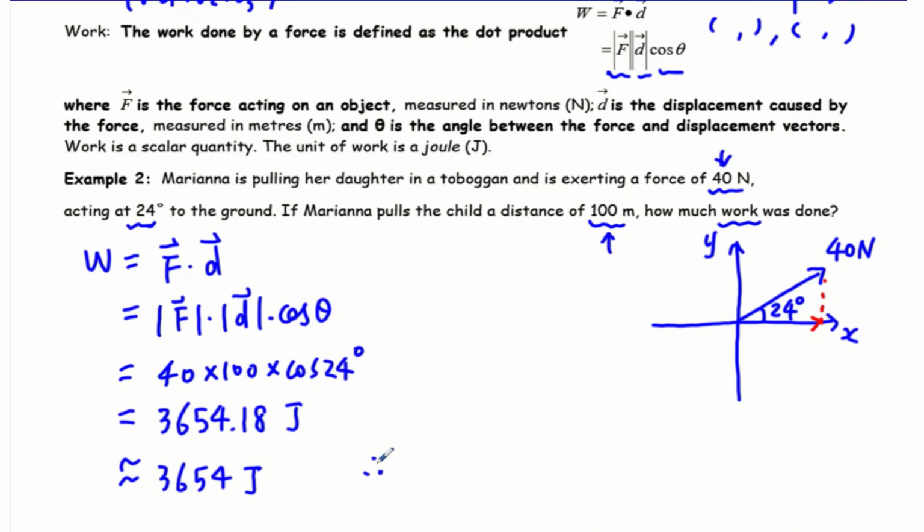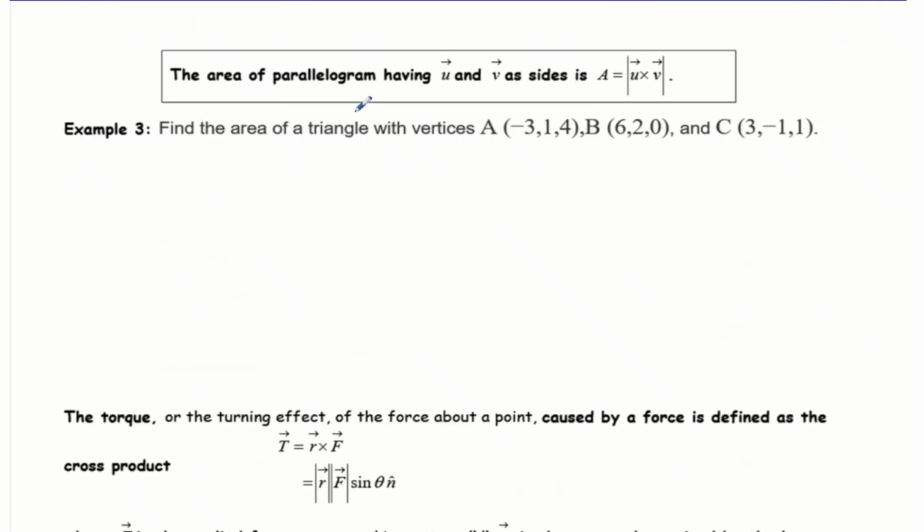Then write the statement. The work done was 3654 joules. Okay. So this is an application of work, and the next one we are going to see more applications. Actually, we have done this before too.